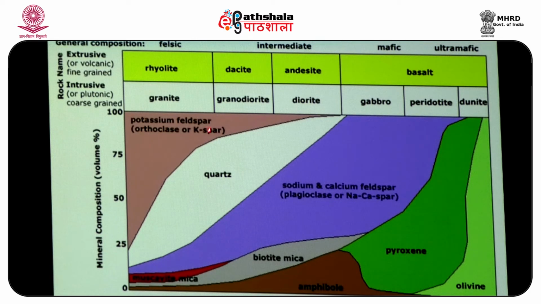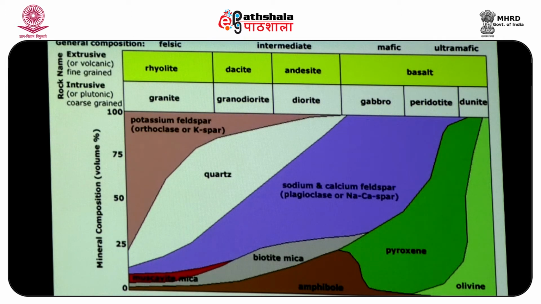You do not see quartz present in ultramafic rocks because they cannot exist together. Similarly, you cannot see olivine or pyroxene in granite or rhyolite because it is not possible, because they do not have magnesium and iron. So, now you can see here that the intrusive rocks are listed here and its equivalent.